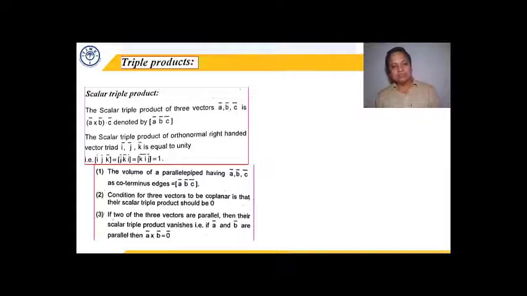Third, if two of the three vectors are parallel, then their scalar triple product vanishes. That is, if vector A and vector B are parallel, then A cross B will by default be 0, so their scalar triple product will also be 0. So the scalar triple product vanishes if two vectors are parallel. And if we wish to check whether the given vectors are coplanar, we find the scalar triple product. If that comes out to be 0, the vectors lie in the same plane, they are coplanar.